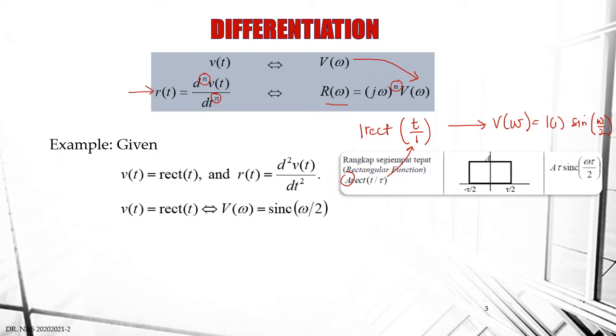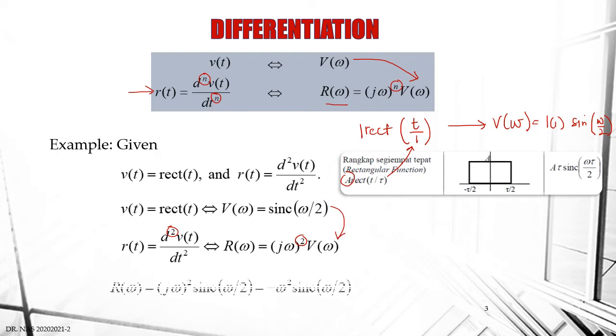So r(t) is the second derivative of v(t). So in this case, R(ω) equal to (jω) to the power of the order number, which is 2, times V(ω). So what is your V(ω) just now? It is sinc(ω/2). So replace your V(ω) into the R(ω) equation and then simplify your final equation. In this case, j squared equal to minus 1, so that's why you get negative here.